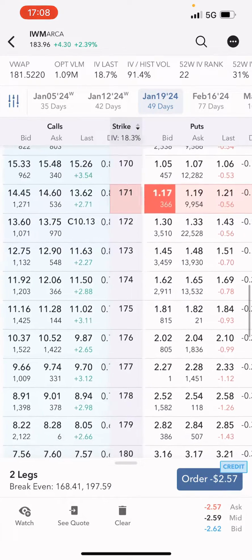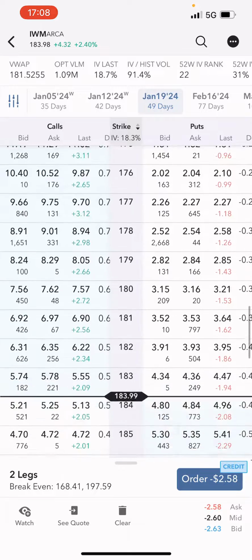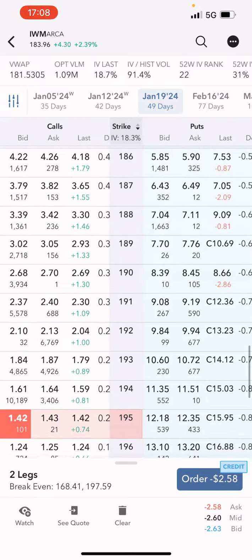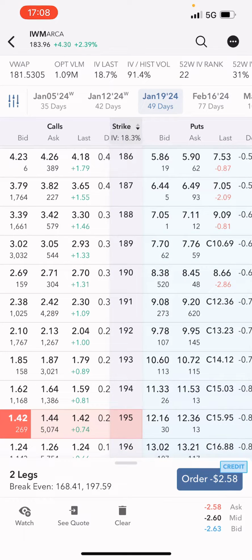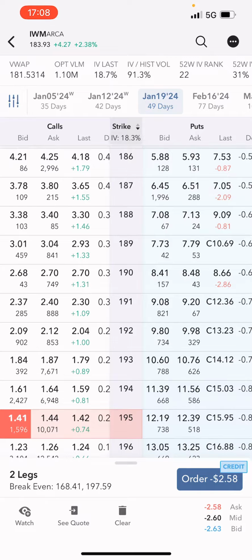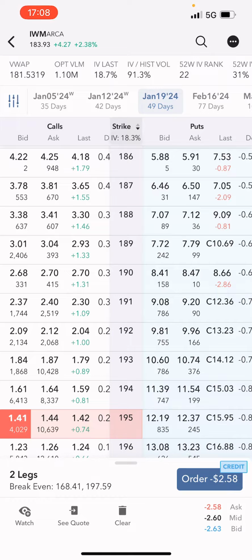So you can see here that my credits will be $2.58. And because I'll be doing one contract, that's $258 that I'm probably going to look to get filled at. The mid price is sitting at $260.